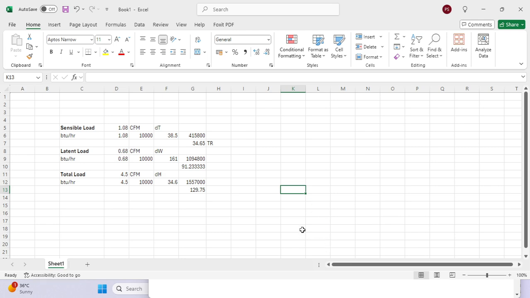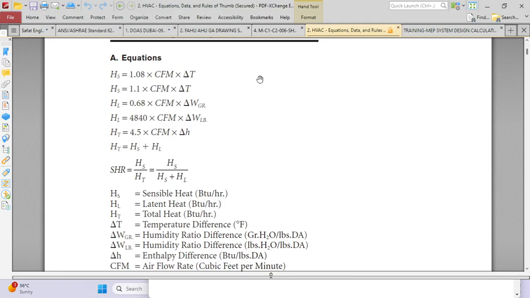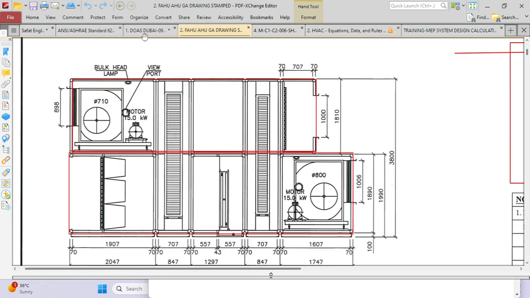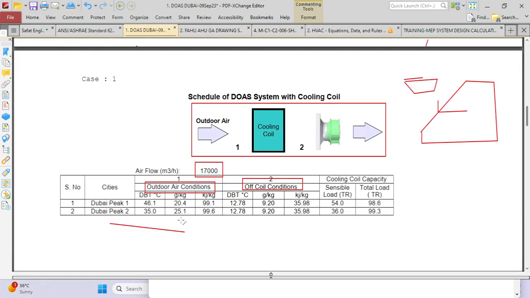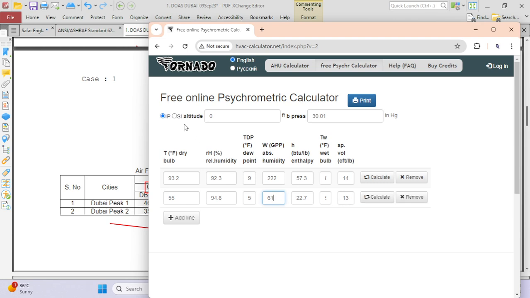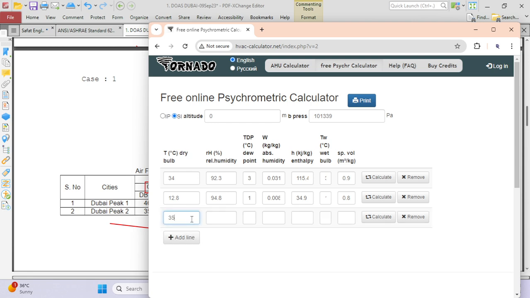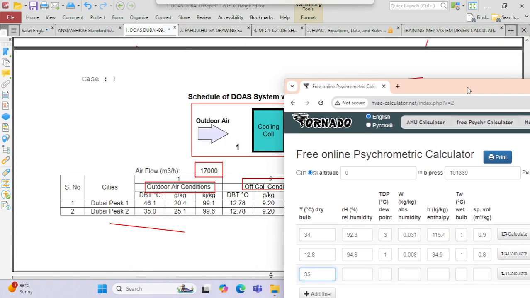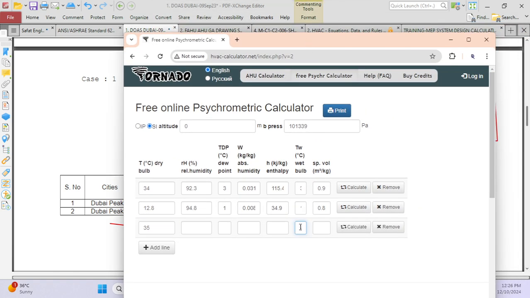Actually speaking, this is supposed to give the exact correct total value. But let me see what the mistake is. Why are we not getting the actual value here? Let me check 1 minute. 45. Okay, so here it is 35. Let me go and check the other value as well. It is 35, 32.